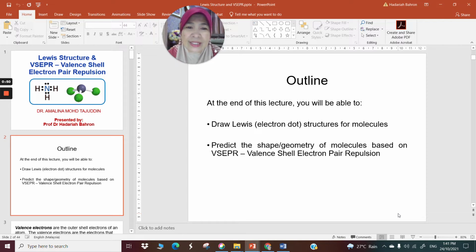As an outline, at the end of this lecture, you're going to be able to draw the Lewis electron-dot structures for molecules and predict the shape or geometry of molecules based on VSEPR, valence shell electron pair repulsion theory.